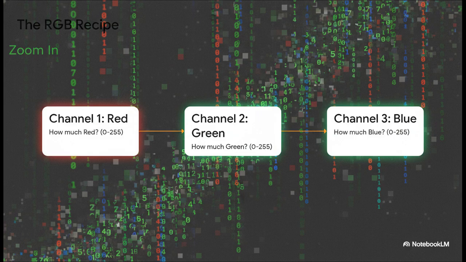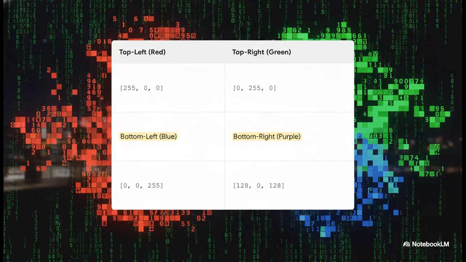For every single pixel, the computer is asking 3 questions. How much red should I use on that same 0 to 255 scale? How much green? And how much blue? Then it just mixes them all together to get the final color. Let's look at this tiny 2x2 image. The pixel in the top left is just a list of 3 numbers, 255, 0, 0. That means all the red, none of the green, none of the blue, which of course gives us pure red. Now look at the bottom right, 128, 0, 128. That's a little bit of red, no green, and a little bit of blue, and that mixture creates purple. Literally every color you've ever seen on a screen is just a unique 3-number combo like this.